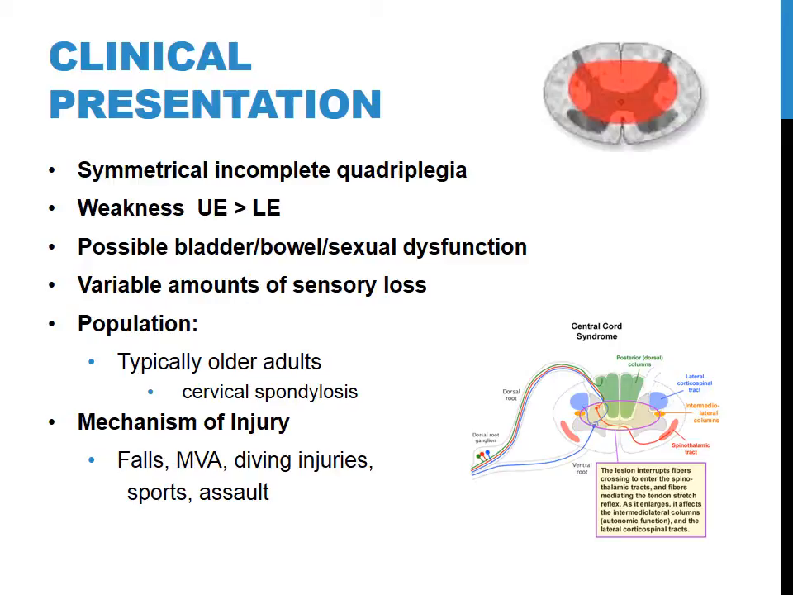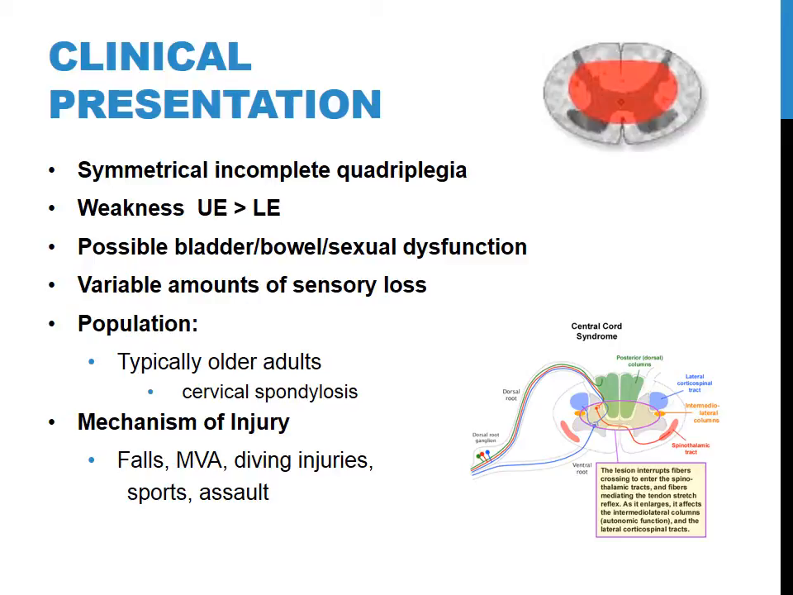So the population that this typically affects is generally the older adult population, and it most usually affects patients who already have a cervical spondylosis, which means that their cervical spine is already not intact, as well as younger people. And there's always a mechanism of injury for patients who have central cord syndrome. Most commonly, it's due to a fall, especially in the elderly if they have that spondylosis and their cervical spine has already lost some integrity.